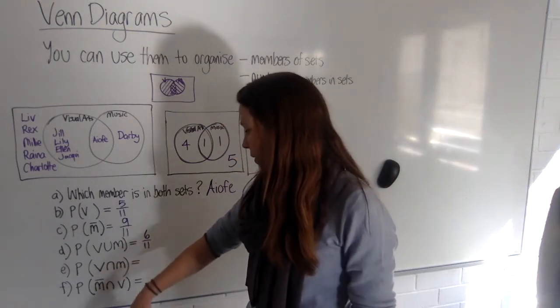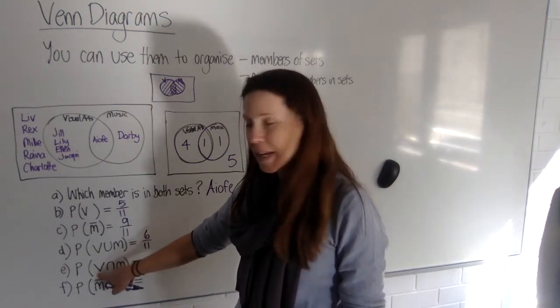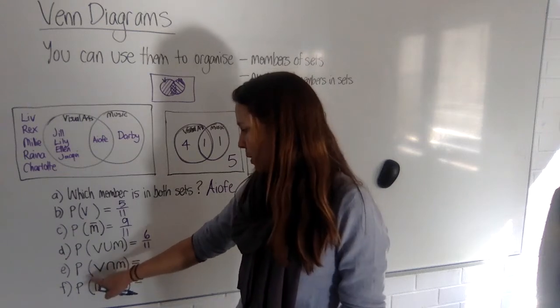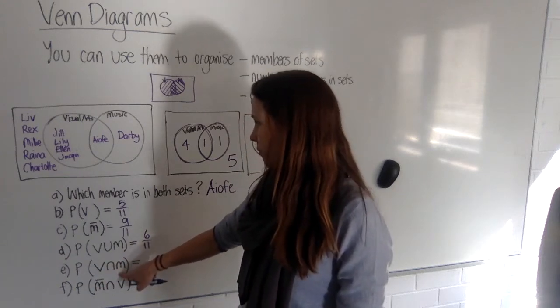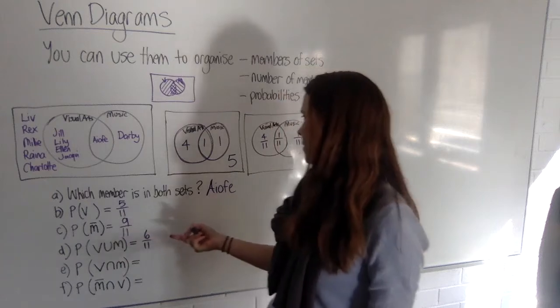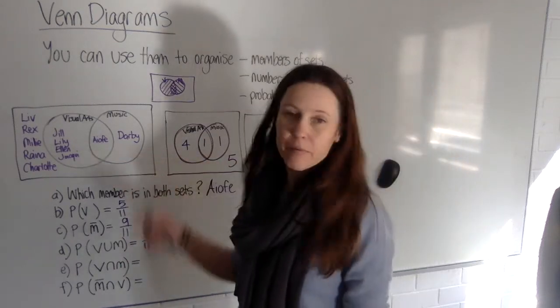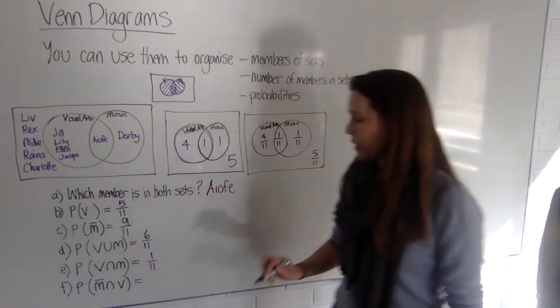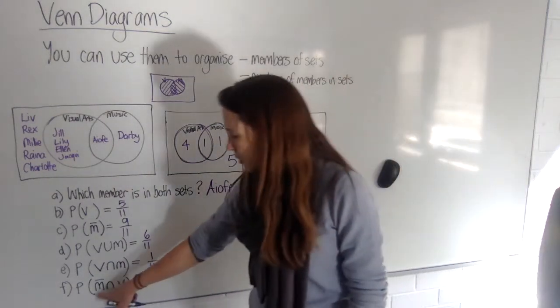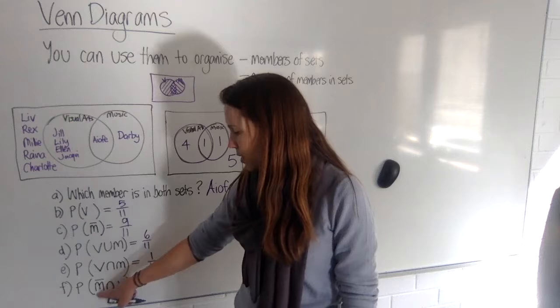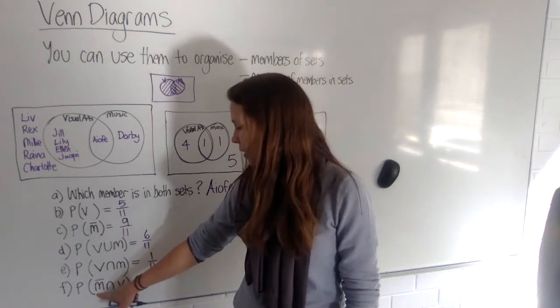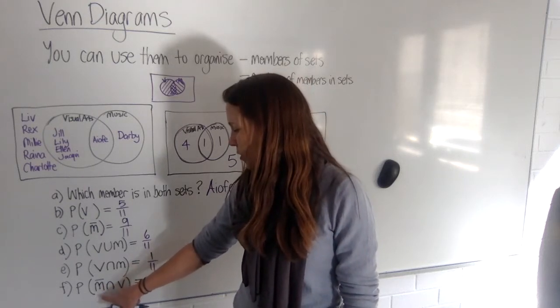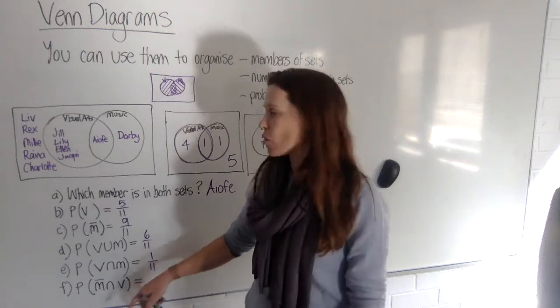The probability that if I choose a student, they are in the intersection between visual arts and music. Well, how many students are in that intersection? Only 1, E. So the chances are 1 out of 11. That's pretty easy. And the last one, careful here, it's got a line across it. This means not music. We want the intersection of not music and visual arts.